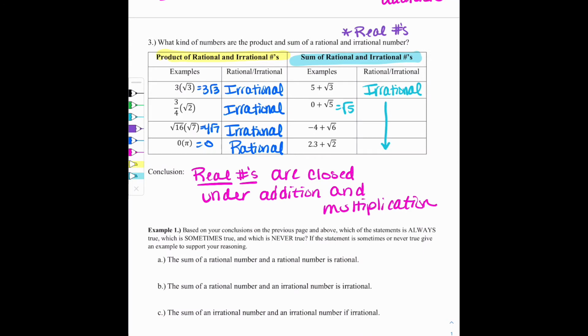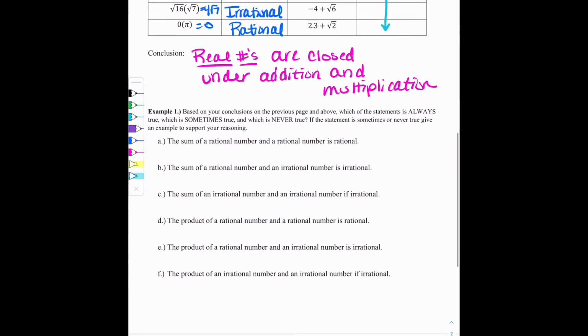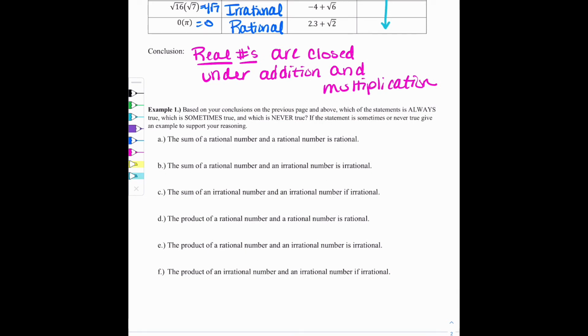So now we're going to go through some always, sometimes, never questions to finish summarizing what happens when we are checking for closure in these situations. Based on your conclusions on the previous page and above, which of the statements is always true, which is sometimes true, and which is never true? If the statement is sometimes or never true, give an example to support your reasoning.